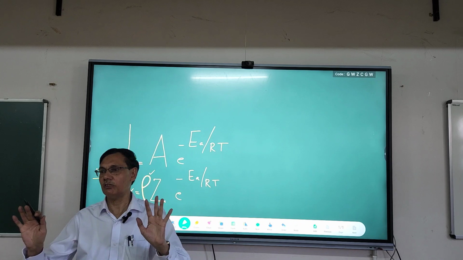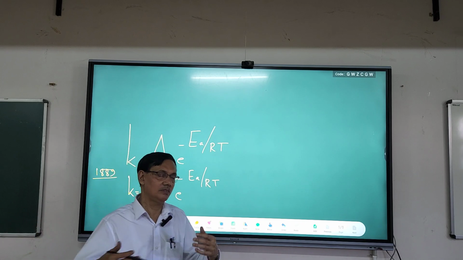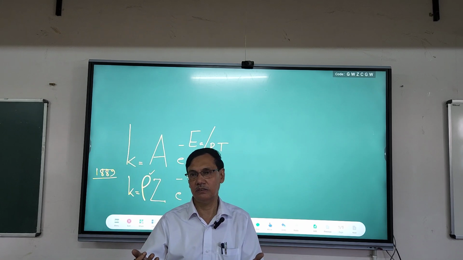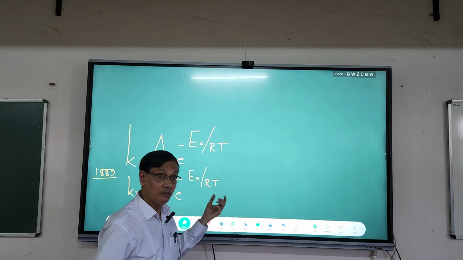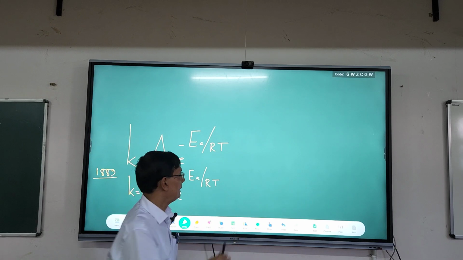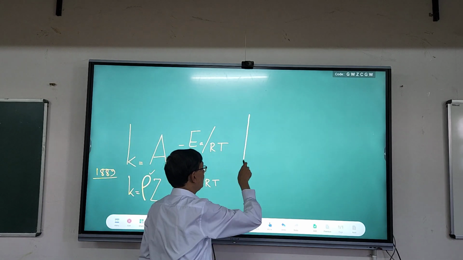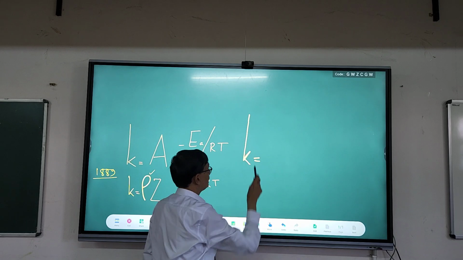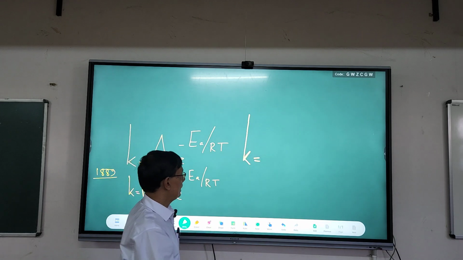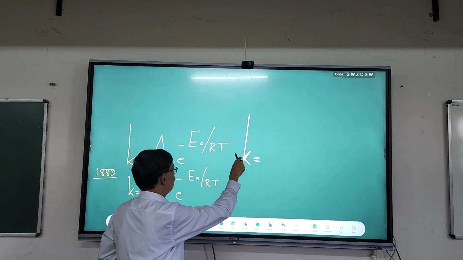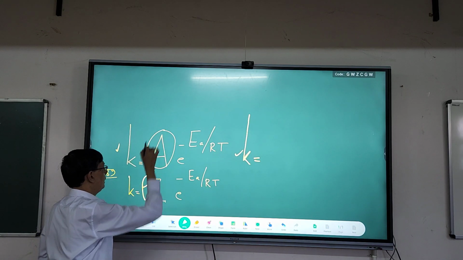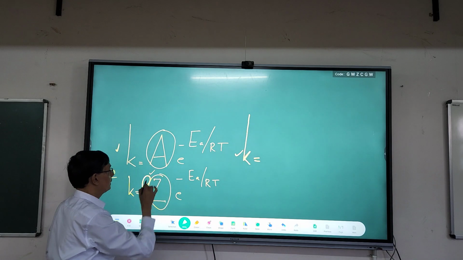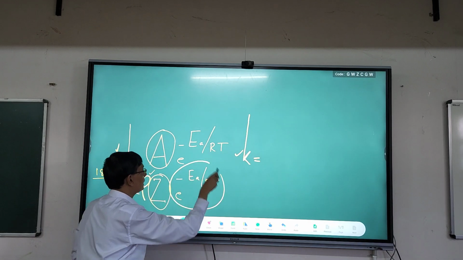So don't forget. I hope that you will never forget, in any interview, if I ask you to write the formula of the collision theory, you are able to write. Similarly, the last is absolute reaction rate theory, sometimes called the transition state theory. This part is the same, this part is the same. Here A or Z, and this part is common, the fraction.